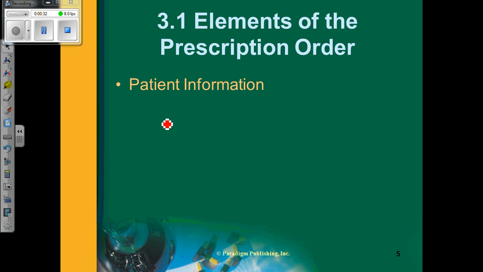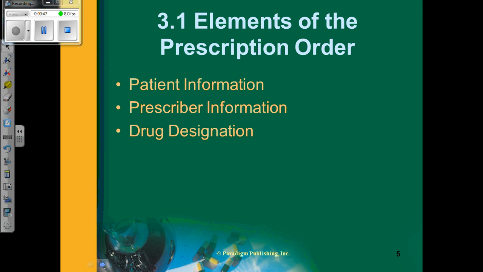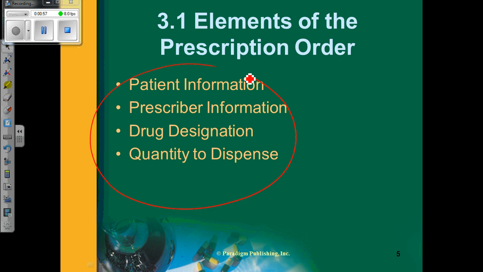What we're going to go over on the elements of the prescription order are the requirements that are required on all prescription orders. They are patient information, prescriber information, drug designation, and quantity to dispense. The requirements on prescriptions will vary from state to state, but these will be the ones found on every prescription.